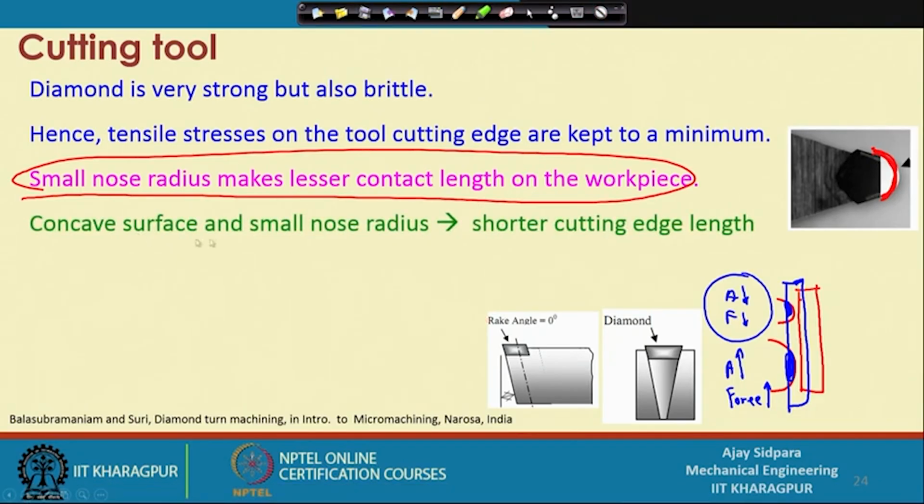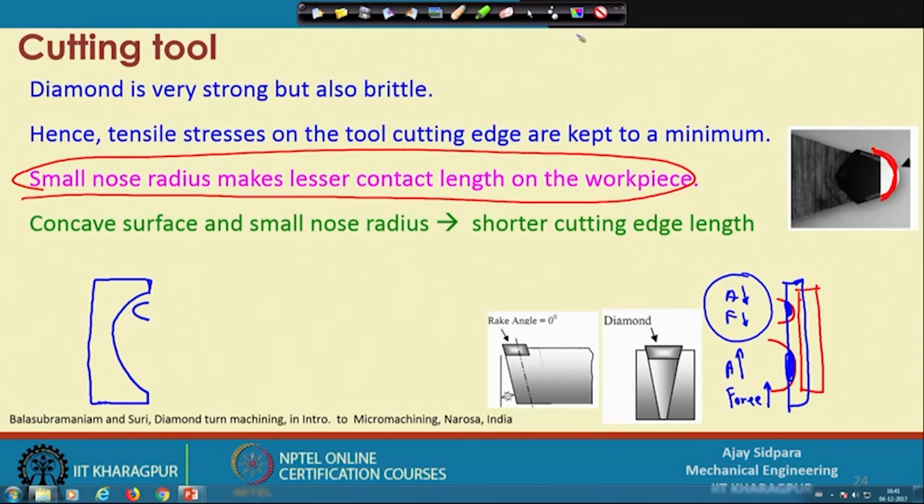Right. So, concave surface and the small nose radius. If you are machining a concave surface, let us take that example. So, this is your concave surface, right, and you are using a small nose radius. Let us consider this is the small nose radius, right, and what happens because it is a concave surface? Its contact will be very, very small at this location.